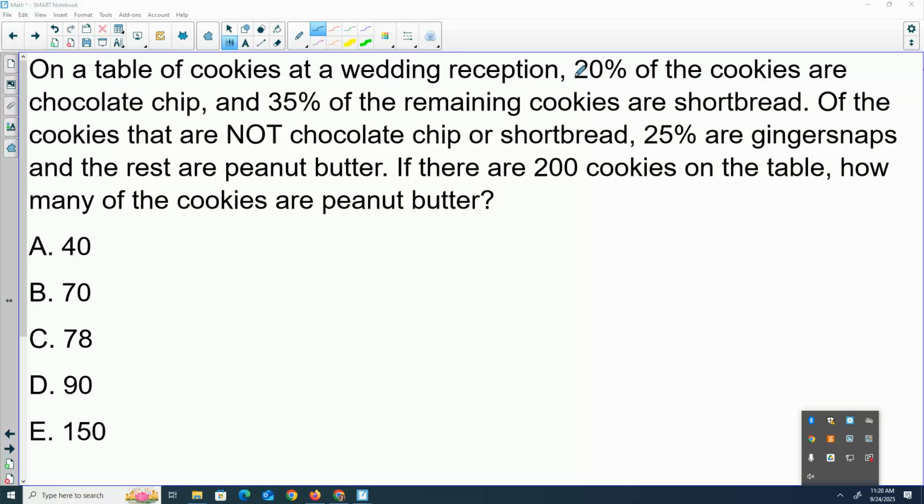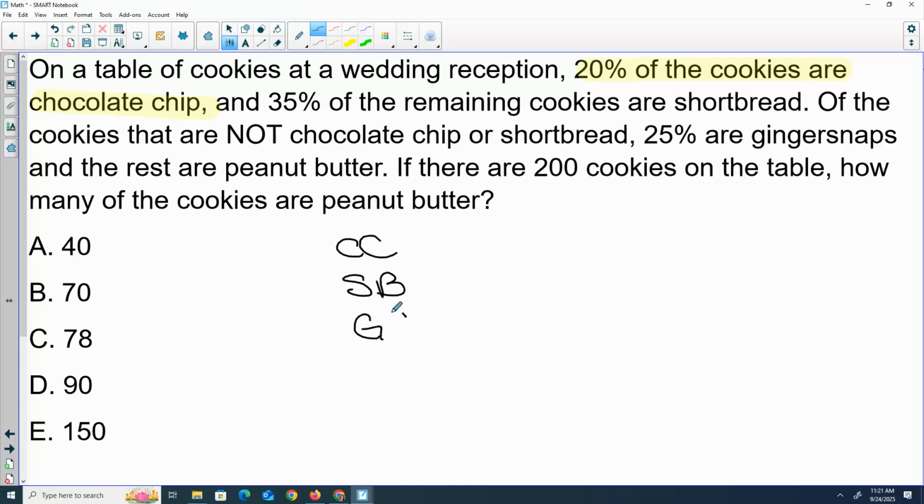On a table of cookies at a wedding reception, 20% of the cookies are chocolate chip. So I know I have chocolate chip cookies. 35% of the remaining cookies are shortbreads. So I have shortbread. Of the cookies that are not chocolate chip or shortbread, 25% are ginger snaps, and the rest are peanut butter. So I had to read it once just to figure out I have 4 different flavors of cookies here. We know there are 200 cookies on the table. So now let's go back and read it again with that information.